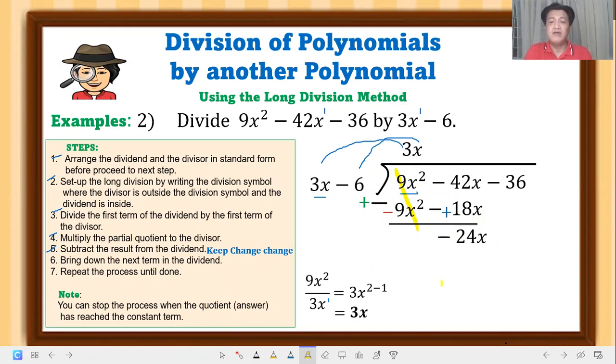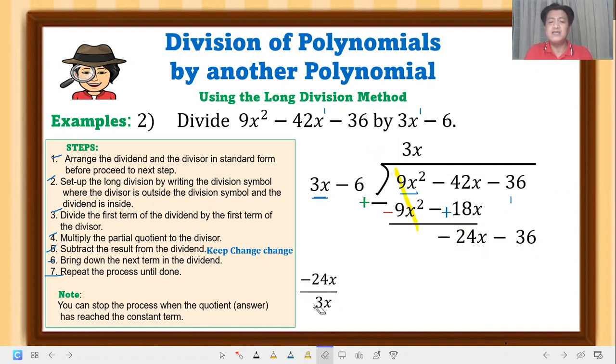I-copy natin yung negative. And what are you going to do next? You have to bring down the next term. Yun yung negative 36. So we have now negative 24x minus 36. Ngayon, i-divide ulit natin to. Okay, di ba? Repeat the process. So we have to divide negative 24x doon sa first term of the divisor na 3x. Okay, so ito yung solution natin. We have this solution. Ayan.